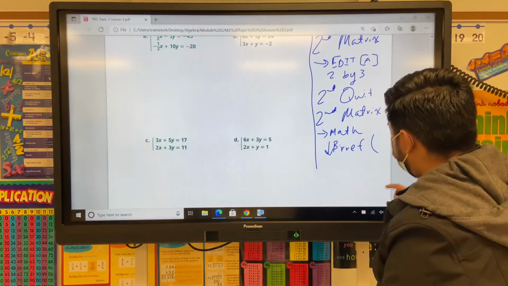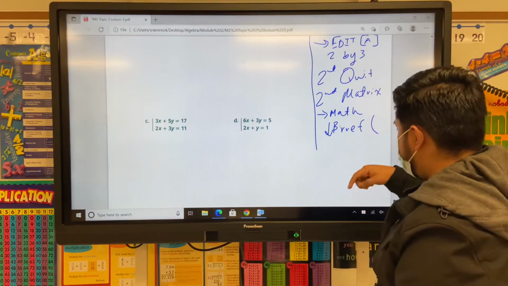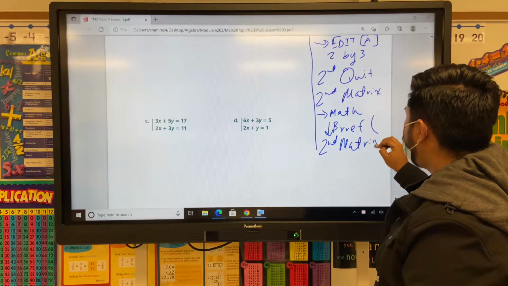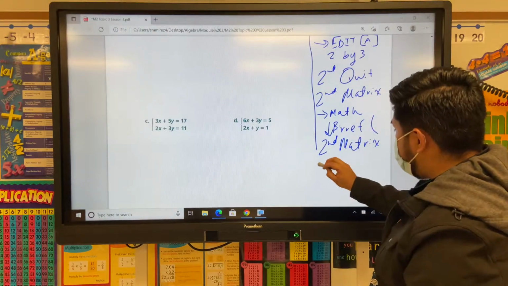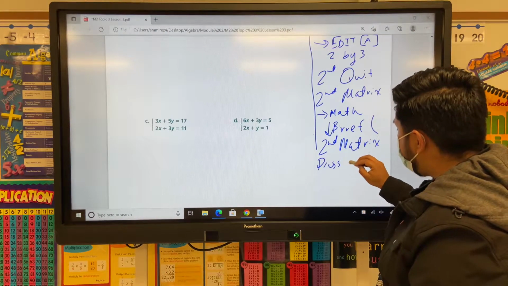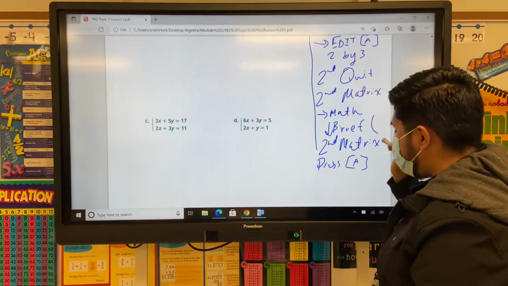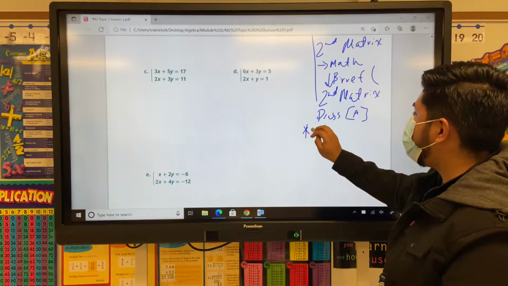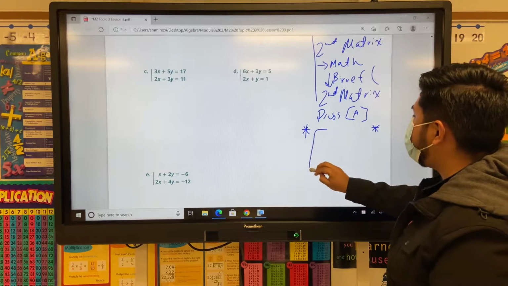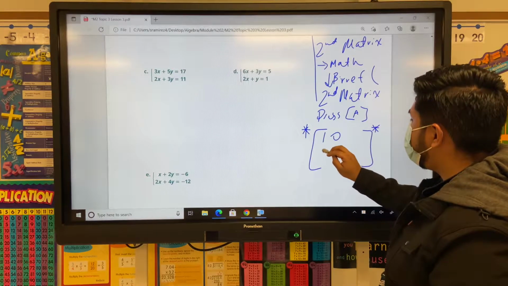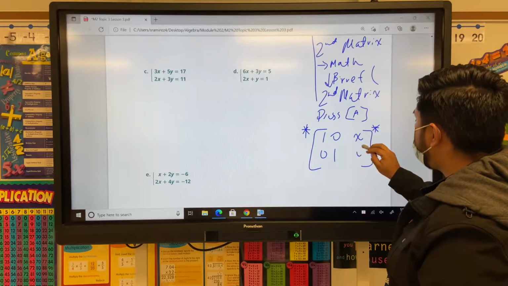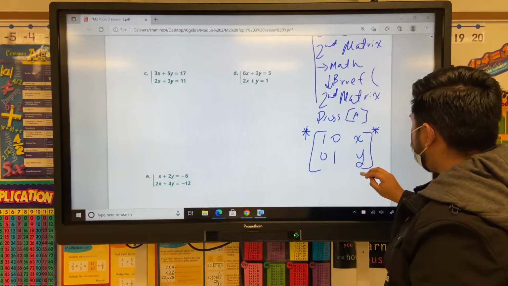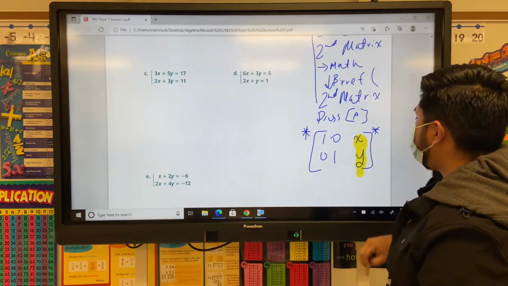And then it takes you to the main screen, so then you press second matrix one more time, and then you just press A, and then enter. Okay, and then you're going to see your answer. I'm going to put a little star right here. This is how your answer looks: 1 0 0 1, X, Y. Let me do a little highlighting right there just to make sure we know X and Y is our answer.